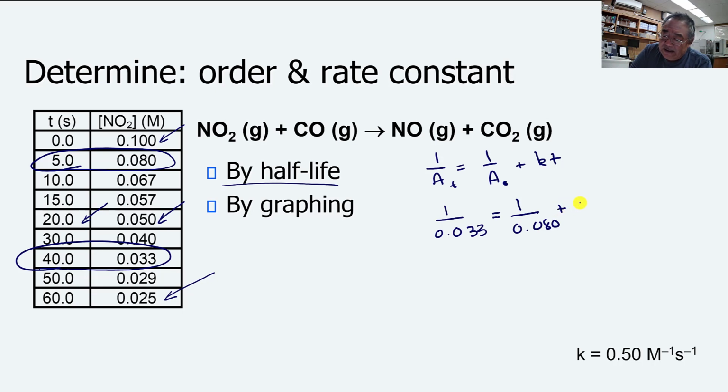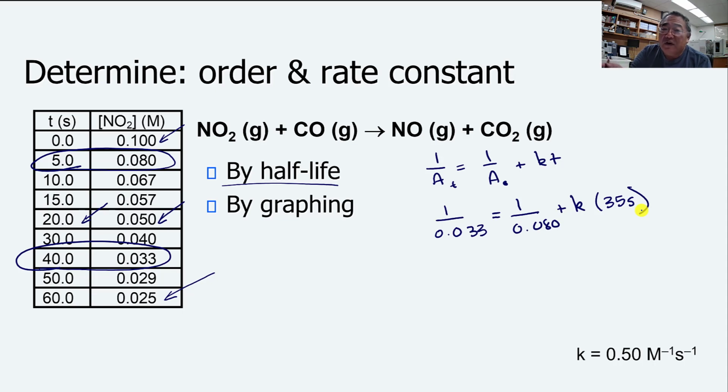Plus K and T, and here's the thing, since I'm not using the first data point, it's the time difference between whichever data point I'm at and whichever point I started at. So it's actually 35 seconds, like that. Okay, and then you solve it for K, and then you'll have the rate constant.